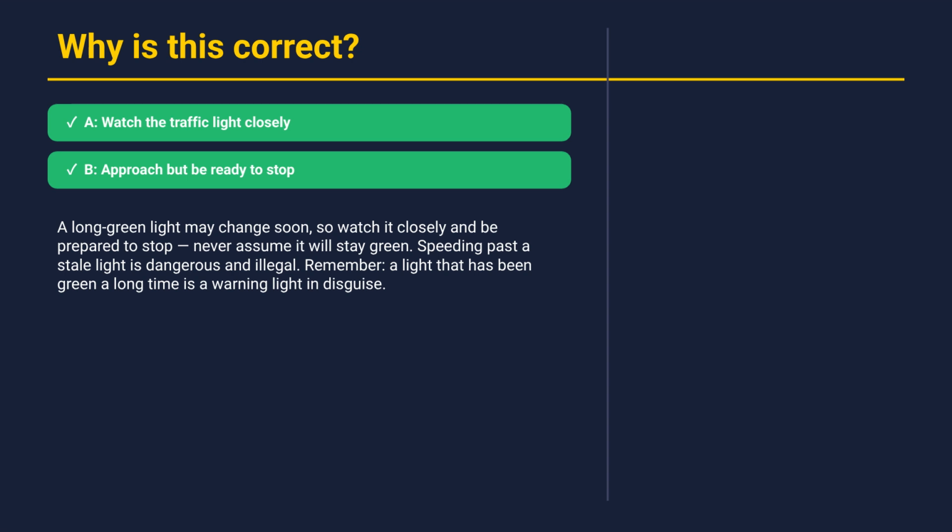A long green light may change soon, so watch it closely and be prepared to stop. Never assume it will stay green. Speeding past a stale light is dangerous and illegal. Remember, a light that has been green a long time is a warning light in disguise.